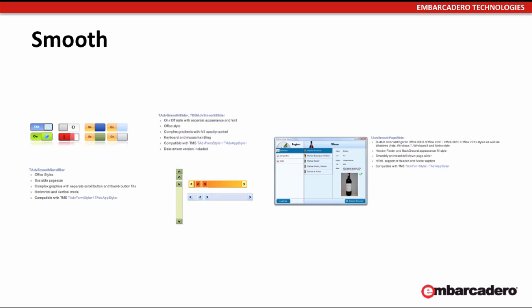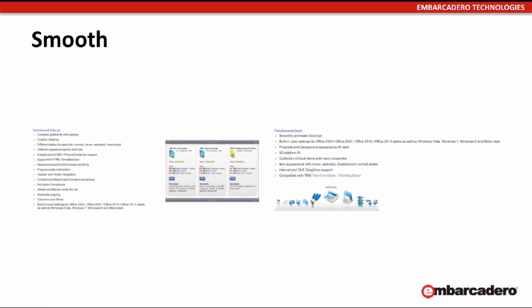Sliders, scroll bars, and page sliders. The tile list and smooth dock. I really like the smooth dock, which gives you kind of a Mac dock feel as well. And one of the nice things about this, of course, is the drag and drop support that's part of it as well.